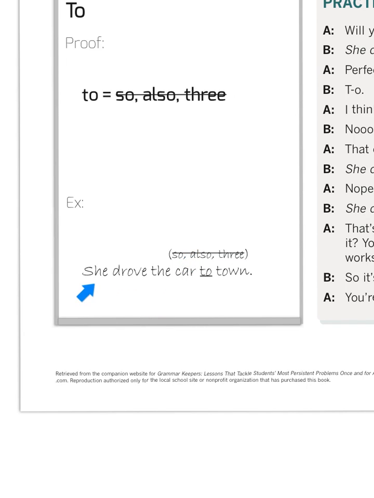Let's try the last proof. She drove the car 3 town. Does that work? Absolutely not. So we cross it out. So now we know, since none of those worked, that the correct form is TO.